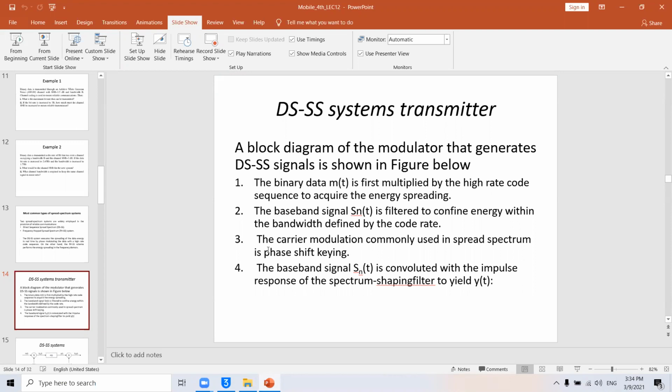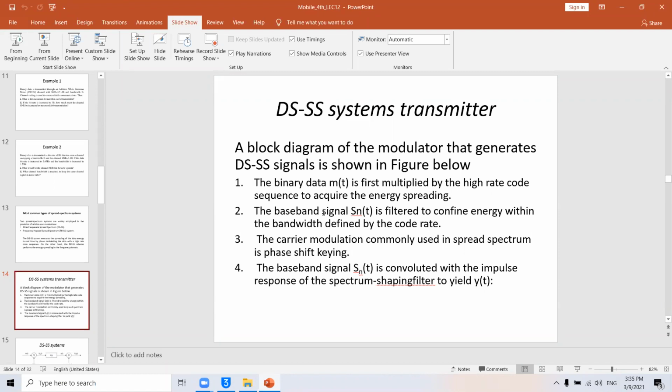Previously, when we talked about the exclusive OR, we said that when the inputs are the same, the answer will be 0, and when they are different, the answer will be 1. I mean, talking about the output of the exclusive OR gate. Now we have the exclusive NOR gate. So when they are the same, it is 1. When they are different, it will be 0. So first of all, the spreading of data is performed by multiplying by the high rate code sequence to acquire the energy spreading. The baseband signal s n of t is filtered to confine energy within the bandwidth defined by the code rate.